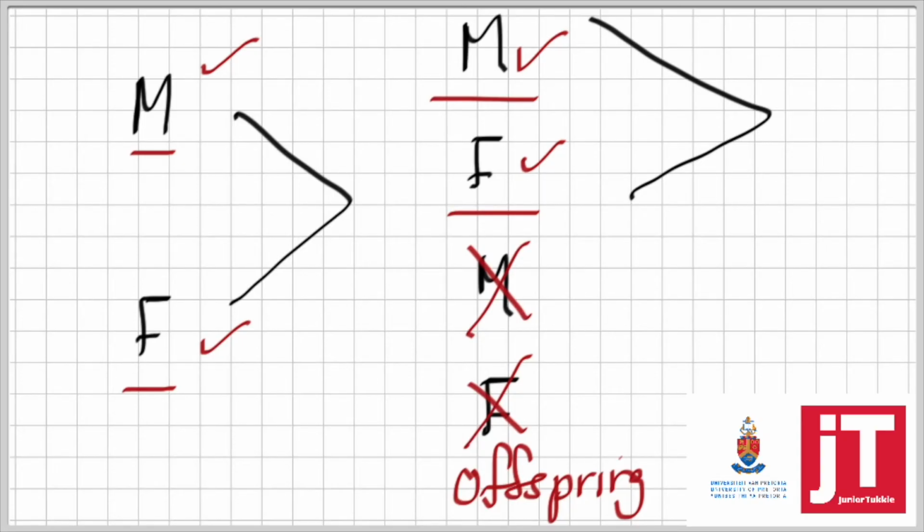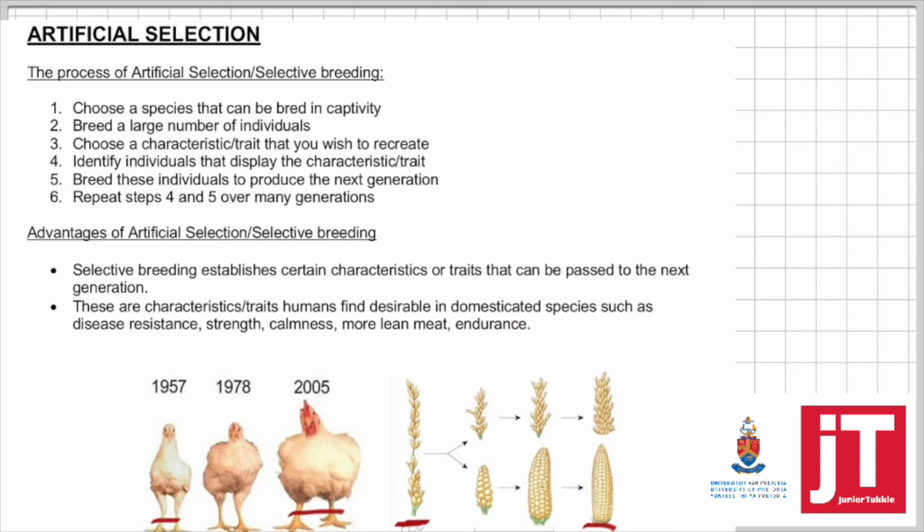And then you carry on inbreeding the offspring over and over and over until you have a full generation of chicken that have a lot of meat. And that is the process of how we got our chickens to look now, as in 2005. You choose an organism, you select the characteristic, and then you continue to inbreed the offspring until the offspring have the same characteristic that you want to recreate.